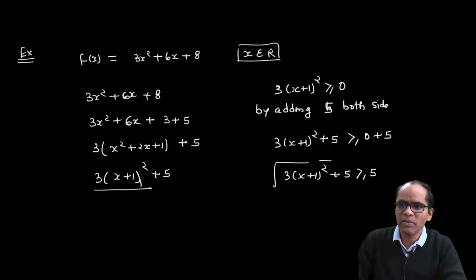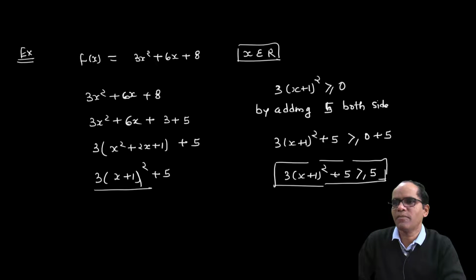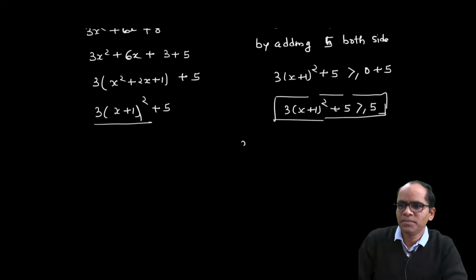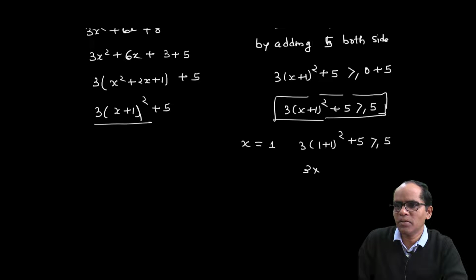So now we will check the value of x for this statement. By putting x equal 1, the value will be 3(1 plus 1) square plus 5 is greater than equal to 5. So this will be 3 into 2 square, which is 4, plus 5 greater than equal to 5. So 4 threes are 12, 12 and 5 is 17, which is greater than equal to 5. This statement is true for x equal 1.